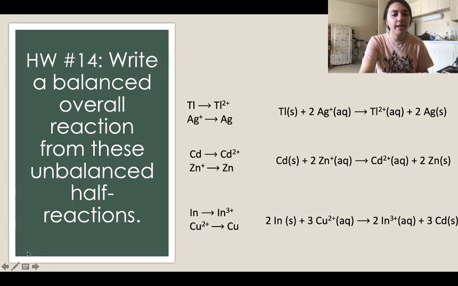Writing an overall balanced reaction. What I love about these is they're actually very fun and a very quick little tidbit. So basically what I do is I take the charge of the top reaction and I multiply it by the bottom row. I take the charge of the bottom reaction and I multiply it by the top row. Note these all have an imaginary 1, because this is 1 plus. So this is an imaginary 1 plus here.